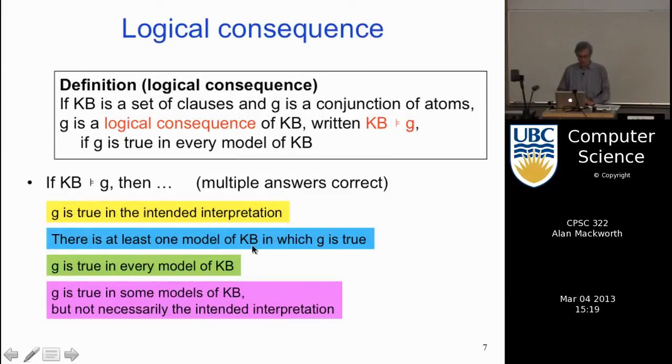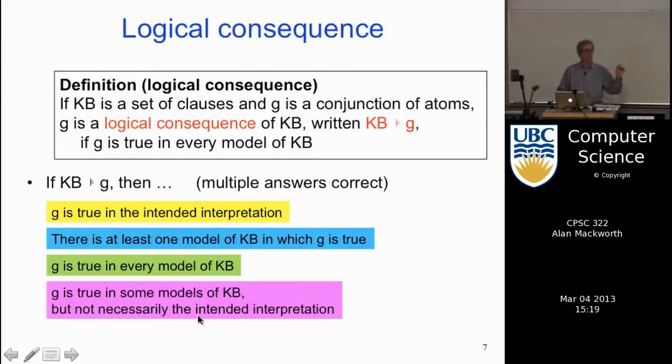There's at least one model of the knowledge base in which G is true. That's a kind of tricky one. Maybe there aren't any models of the knowledge base, but there's always at least one model of this kind of knowledge base, as we'll see in a minute. And G is true in every model of the knowledge base. That's the definition written up here. It's true in every model. Then there's at least one model in which it's true, if there is a model. And it's true in the intended interpretation if the intended interpretation is a model. This last one's false, the red one.